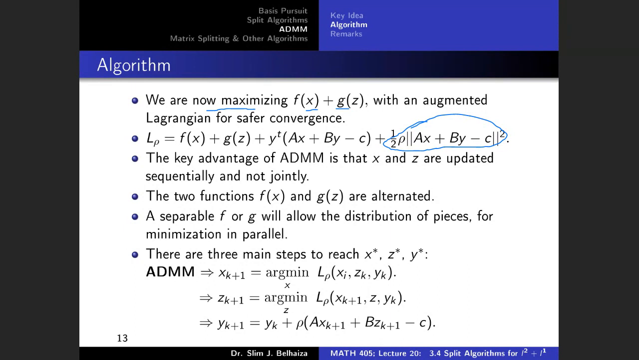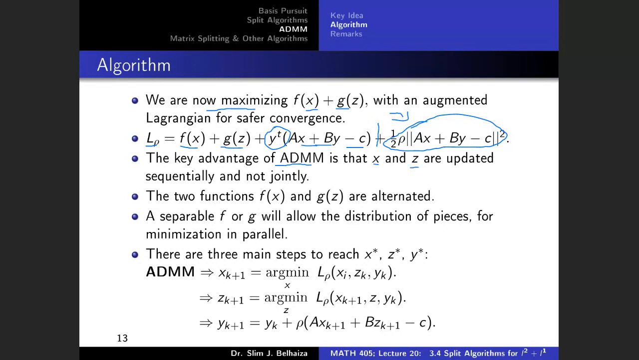So let's read this Lagrangian. L rho now writes as f of x plus g of z plus y transpose, the multipliers, multiplied by Ax plus Bz minus c. Usually this is the Lagrangian from the beginning. Now the only difference is that we added rho multiplied by the norm of Ax plus Bz minus c squared. And the key advantage of the ADMM is that x and z are updated sequentially and jointly.